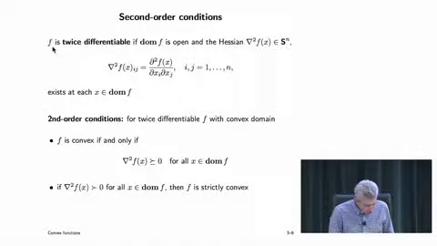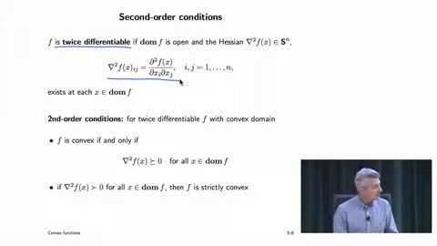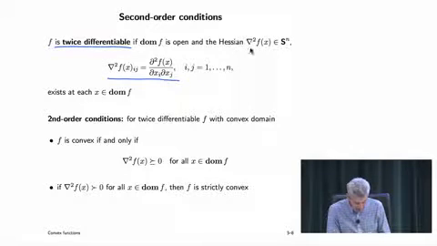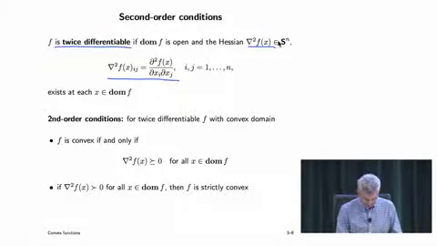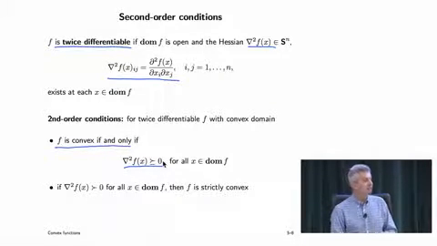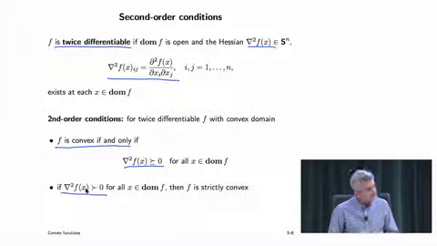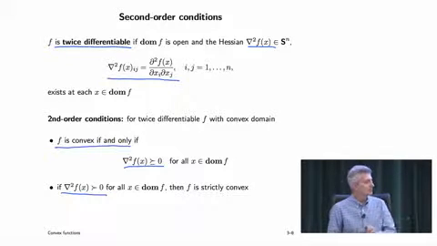Okay, second order conditions. If a function is twice differentiable, that means all these partial derivatives exist, and that's denoted the Hessian, sometimes written this way, of the function at that point. And what it says is the following: f is convex if and only if its second derivative is non-negative. Now that's a matrix, so that means positive semi-definite. Okay, so that's the condition. Now it turns out there's a weird asymmetry here. If the second derivative or Hessian is positive definite, that guarantees strict convexity, but the other way around is actually false.